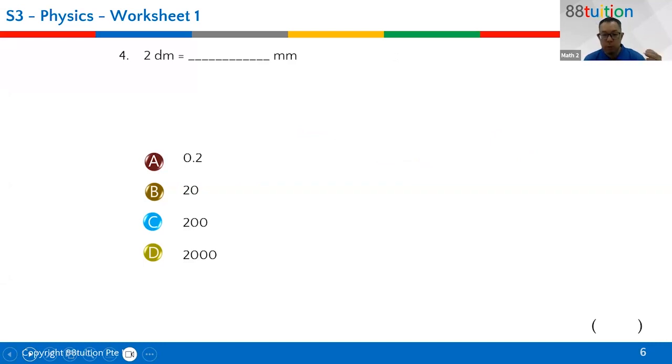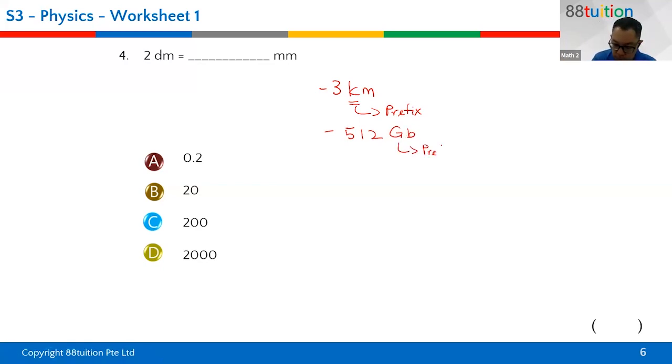Okay, so I'll just do a brief recap for this question. A very common thing you might see is 3 kilometers. So 3 km, K is your prefix. Another very common one, let's say your phone memory is 512 gigabytes. This is a prefix.